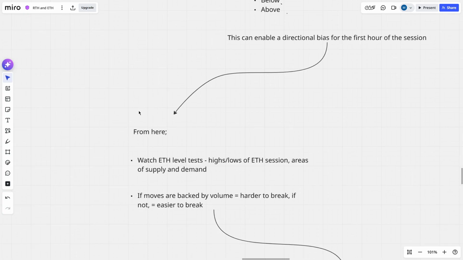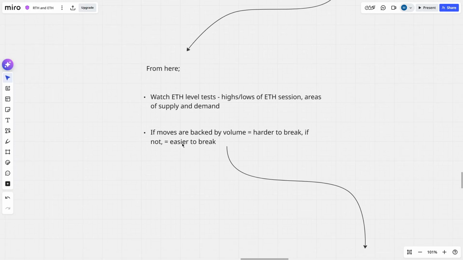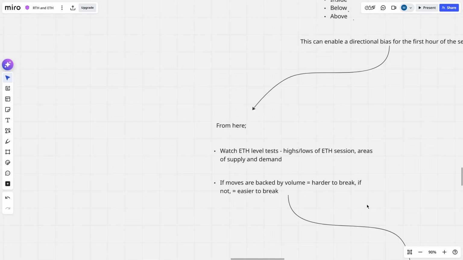Then we can watch for the ETH level tests. We could look at the highs and the lows of the ETH session, or areas of supply and demand, as well as areas of low volume, as shown in the example before. If these moves are backed by volume, that means they're harder to break. And if not, they're very much easier to break. So it's a lot to take in.